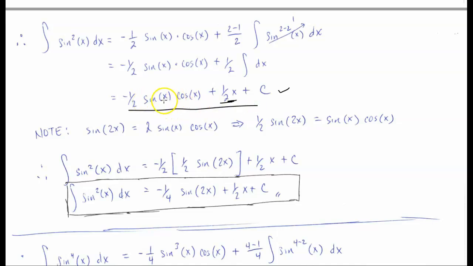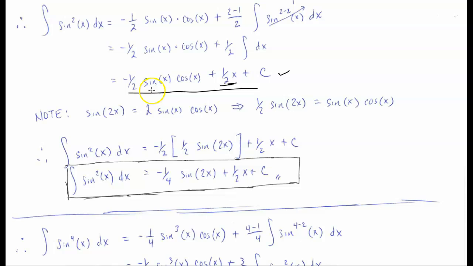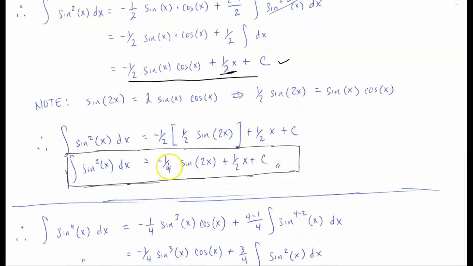Here, this is actually an acceptable answer. But we do realize that sine x times cosine x is the same as 1/2 of sine of 2x, so we can write that in a more condensed form. If we replace sine x cosine x with 1/2 of sine of 2x, then we just get negative 1/4 sine of 2x plus 1/2 x plus c.